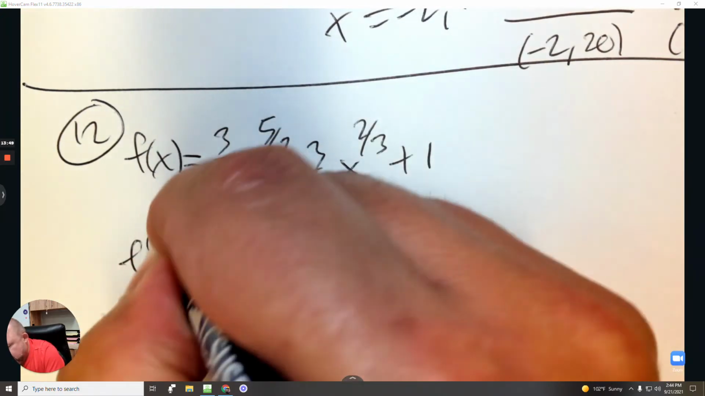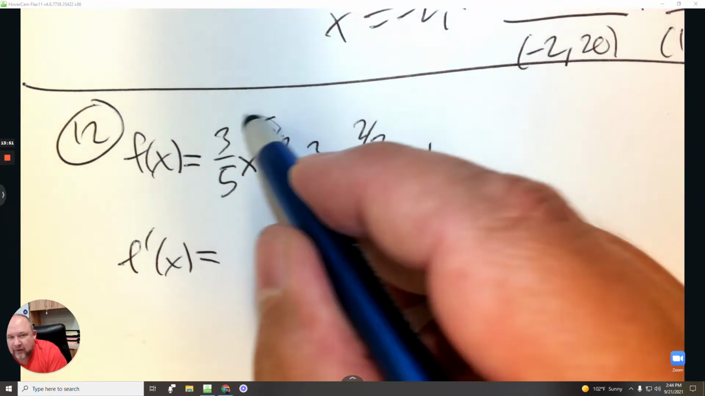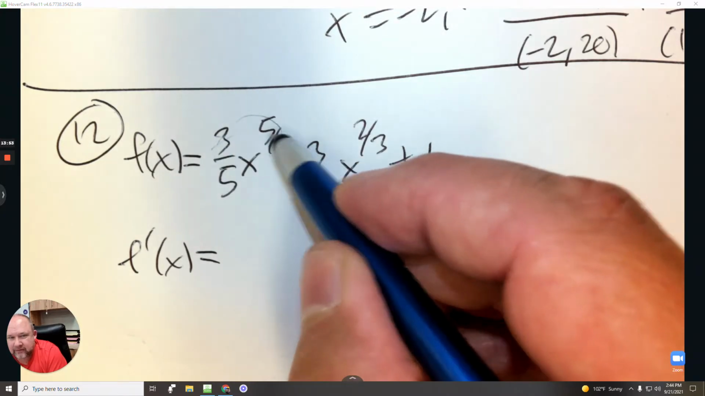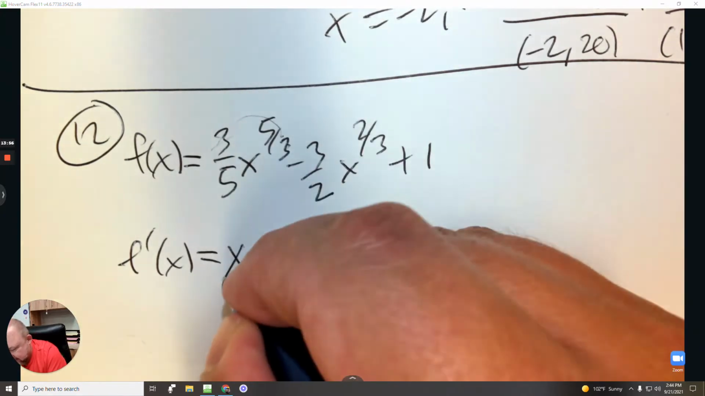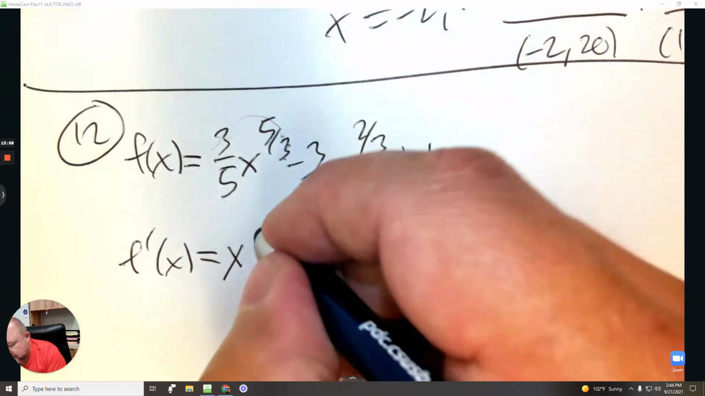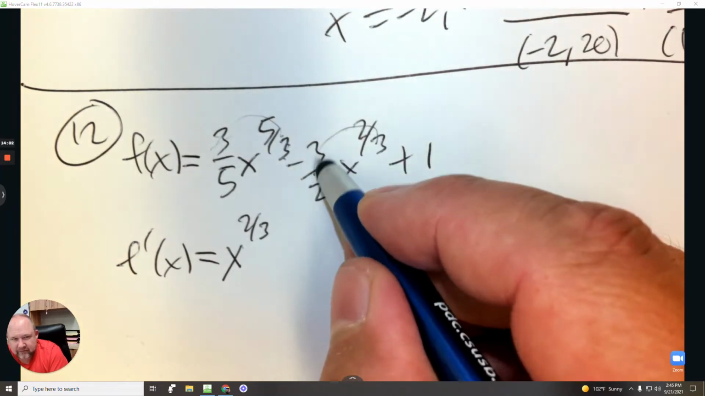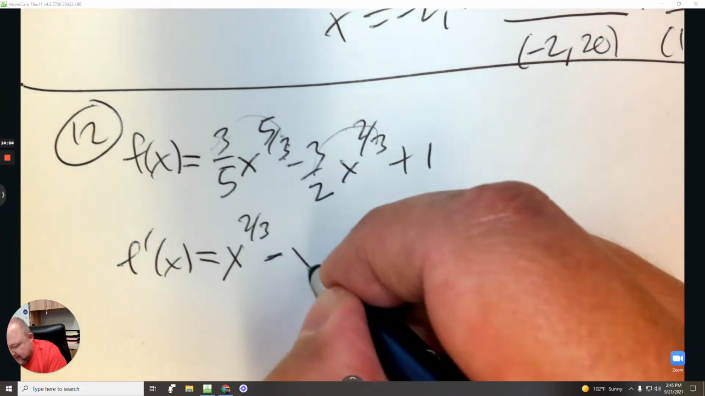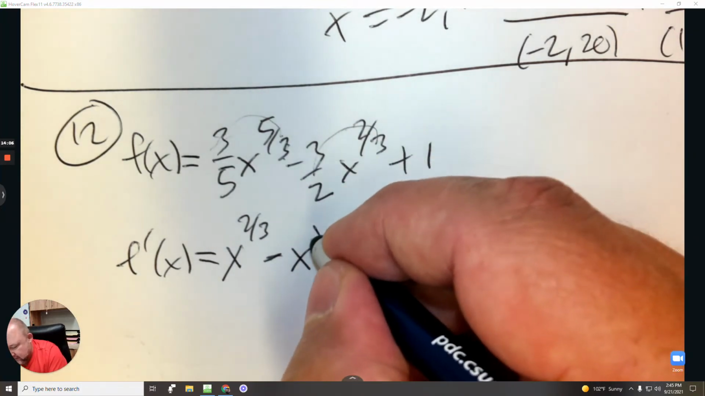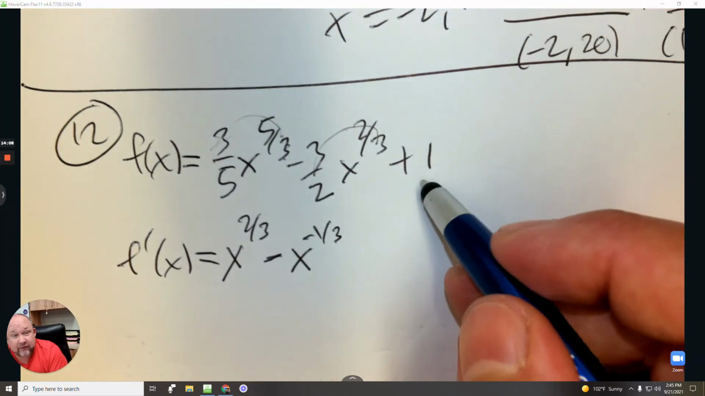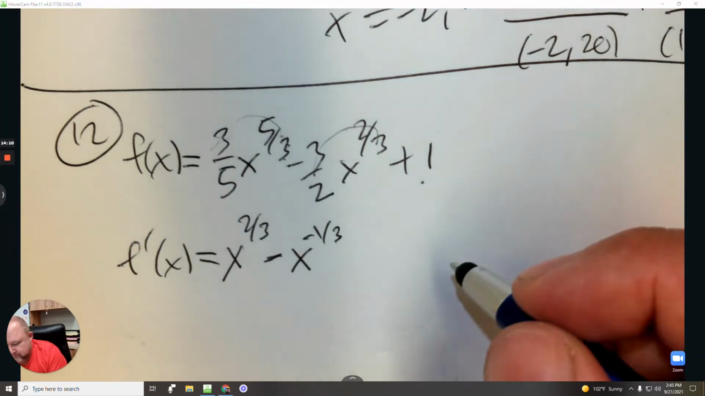So I'm going to take the derivative. It's not bad. When I multiply this, the 3's will cross out, the 5's will cross out, and you're just left with x to the 2/3, since 5 take away 3 is 2/3. Same thing here. When I multiply the fractions, they all cross out and leave me with -1. Subtract and you get -1/3, and the derivative of 1 is 0.